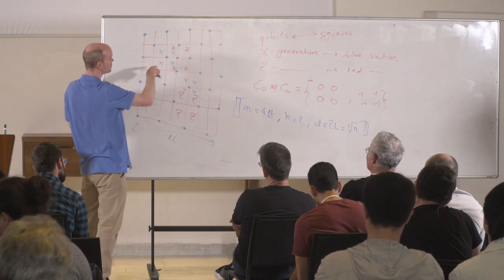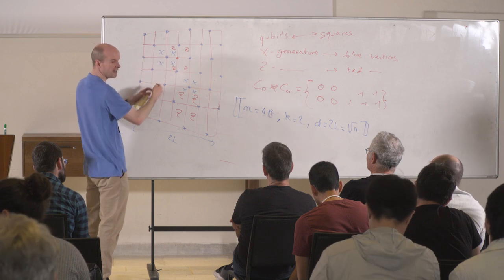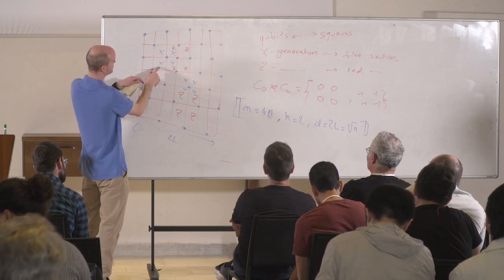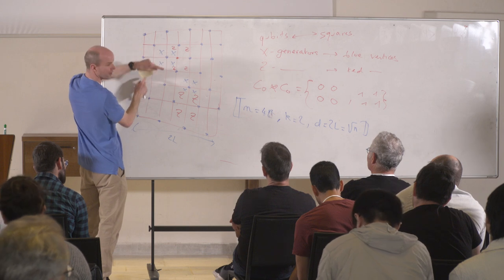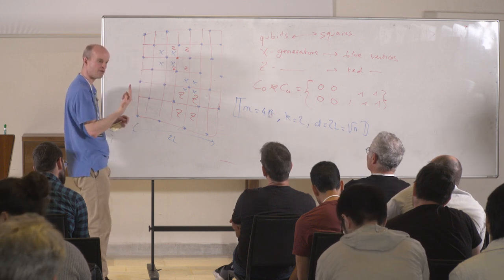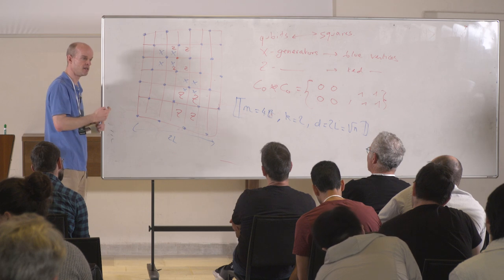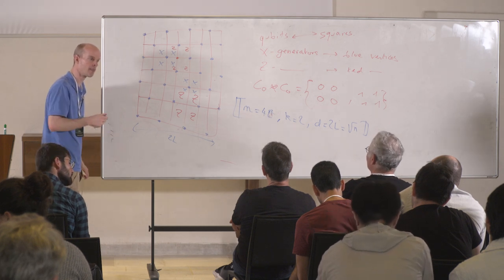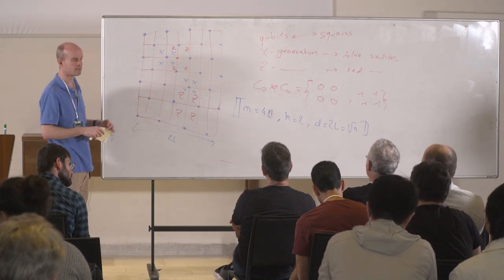If you multiply all the X generators together, you get the identity, because every qubit is involved in exactly two of them. So you get one relation for each type of generator, and so you get two relations in total. So you get two qubits.